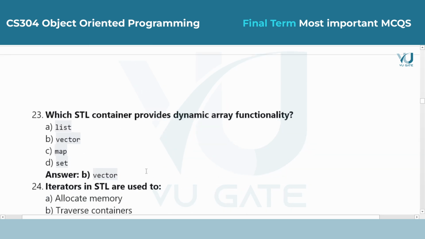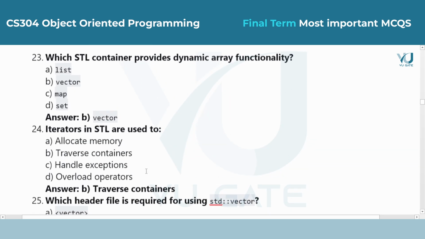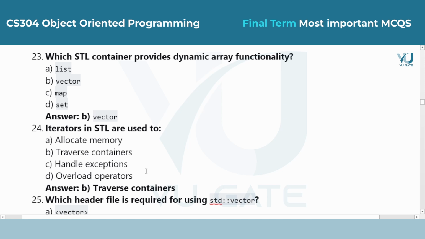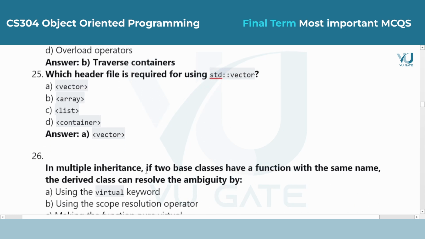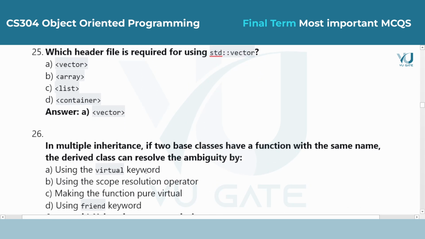Q23. Which STL container provides dynamic array functionality? Answer: B. Vector. Explanation: A vector is a sequence container that can automatically resize itself when elements are added or removed. Q24. Iterators in STL are used to. Answer: B. Traverse containers. Explanation: Iterators act like pointers that allow us to move through the elements of a container like a list or vector sequentially. Q25. Which header file is required for using std::vector? Answer: A. Explanation: To utilize the vector container, you must include the header at the beginning of your C++ program.